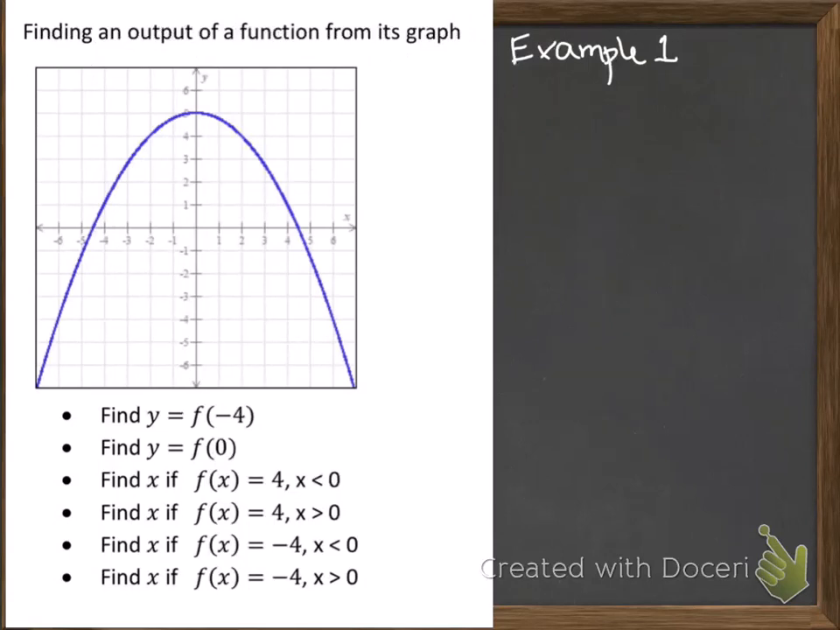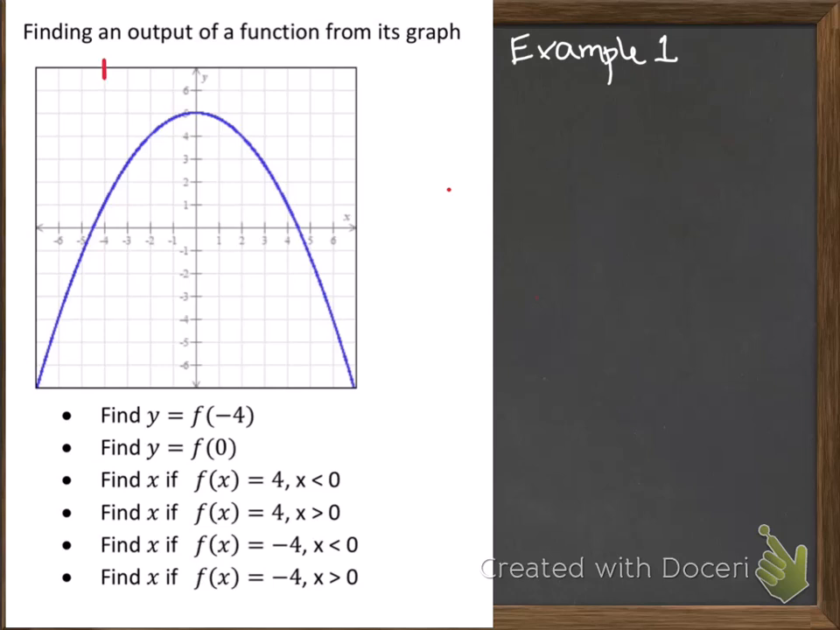Last but not least, we need to learn how to find the output of a function from its graph. So the first bullet point asks us to find y equals f of negative 4. What we need to remember here is that this negative 4 that they're giving us is the x value. Because remember, we write f of x, and in this case, x is being replaced by negative 4. So what is the value of the function when x equals negative 4?